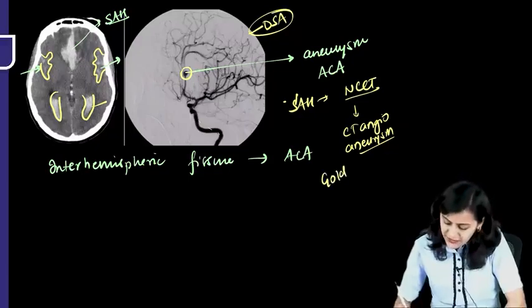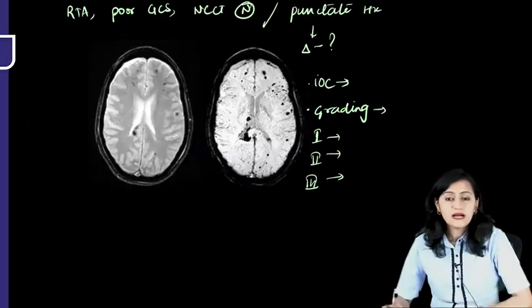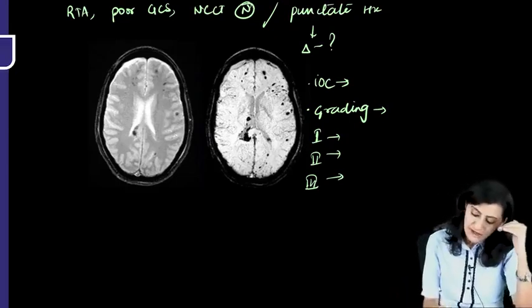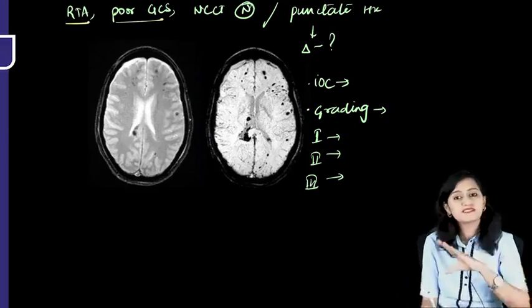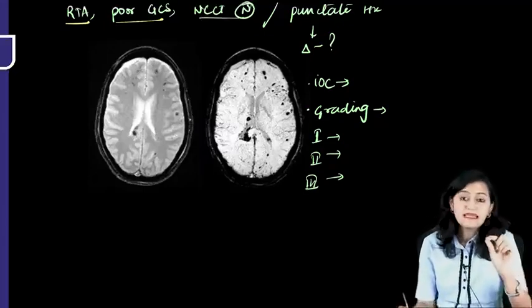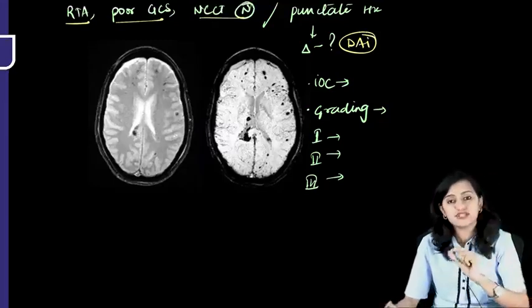The gold standard investigation would be DSA because it is invasive and it is therapeutic as well. Now this one, hemorrhages in the brain, right? In a patient of RTA who has poor GCS or worsening GCS but the CT scan appears normal, in that case, what you should think of is diffuse axonal injury.